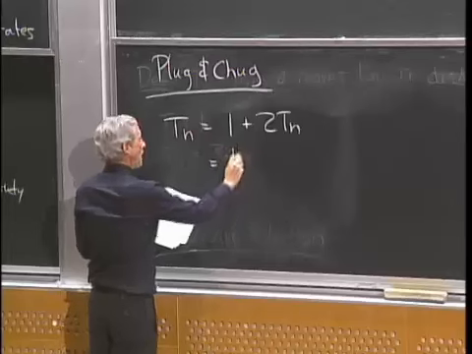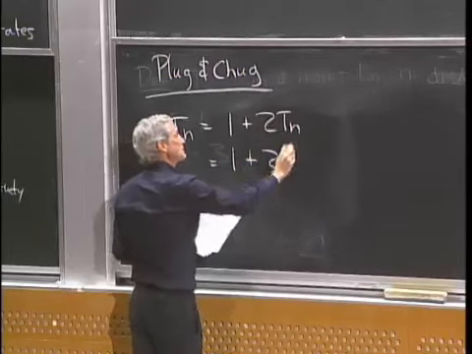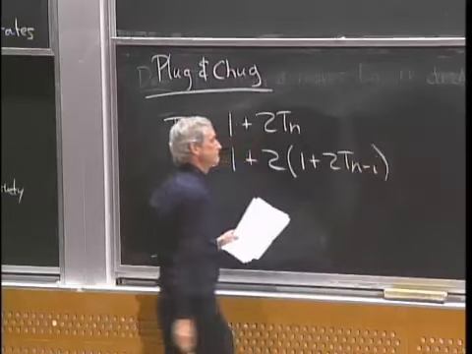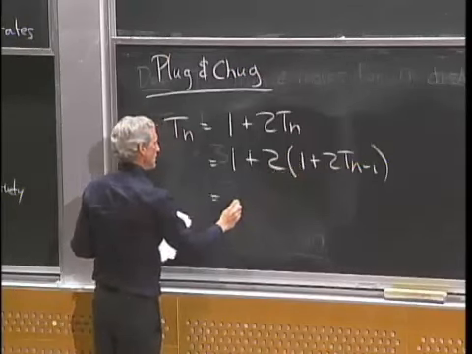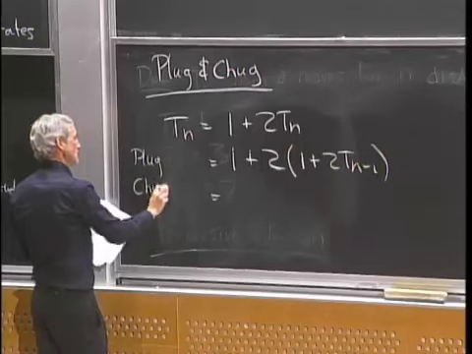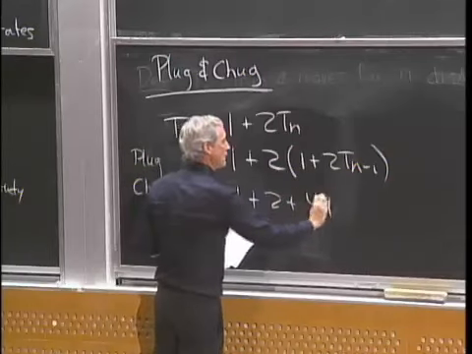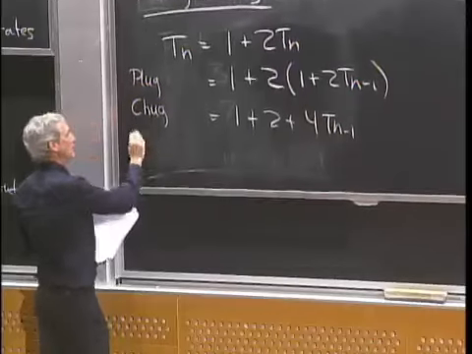Well, that's equal to 1 plus 2. Now I expand this out using the recurrence. 1 plus 2 Tn minus 2. All right, now I do a little chugging here. So I plugged here. Now I'll do chug. That's 1 plus 2 plus 4 Tn minus 2. Now I'm going to plug in again.